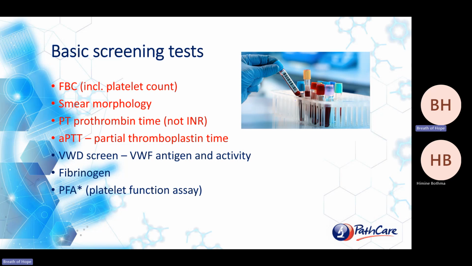So please, the PT, and then the PTT, that's usually traditionally what would constitute a bleeding screen. Some other labs would add a von Willebrand screen, which includes a von Willebrand antigen and activity. Some add fibrinogen, some a platelet function assay. But it's fine to start off with these and then move on based on your findings. Screening.